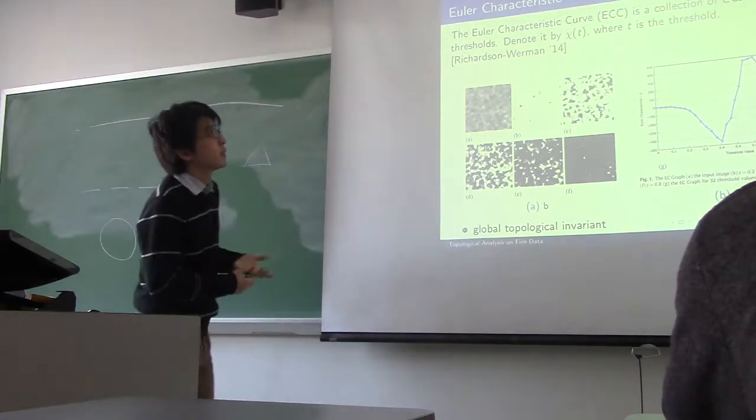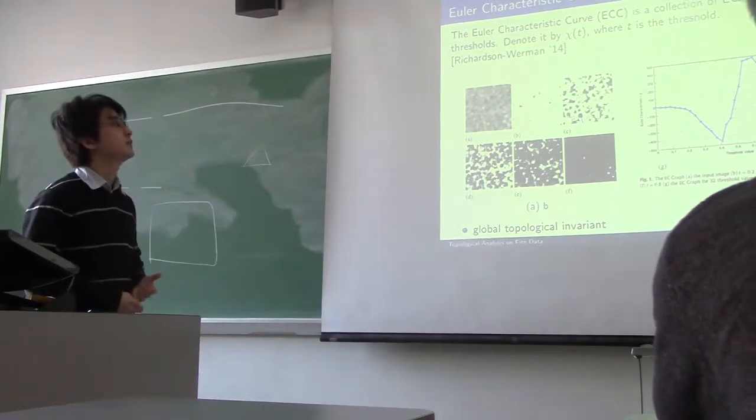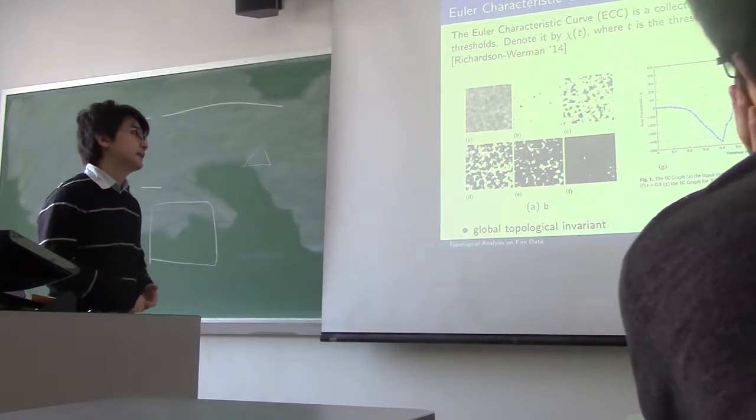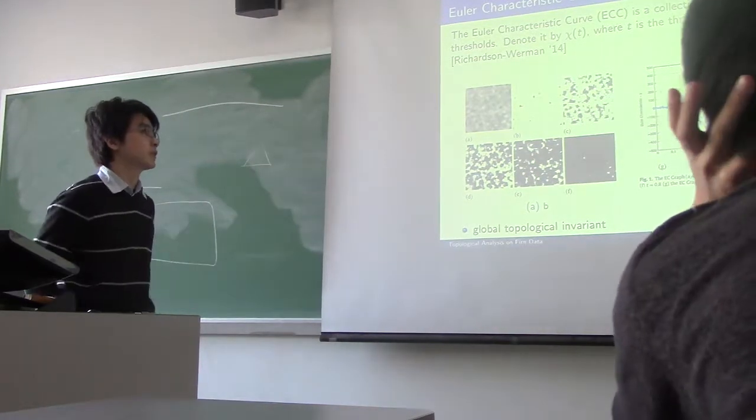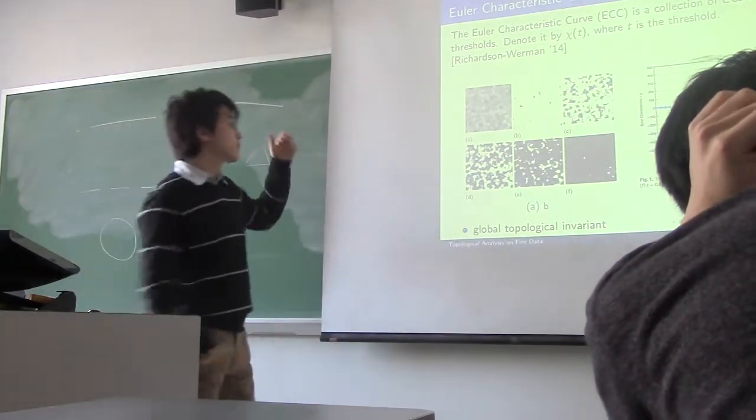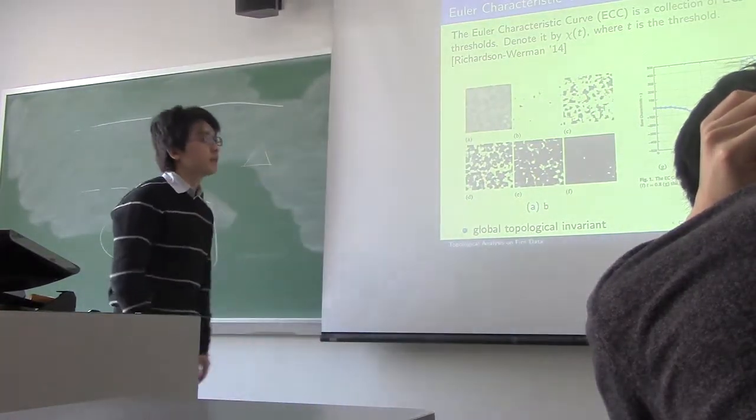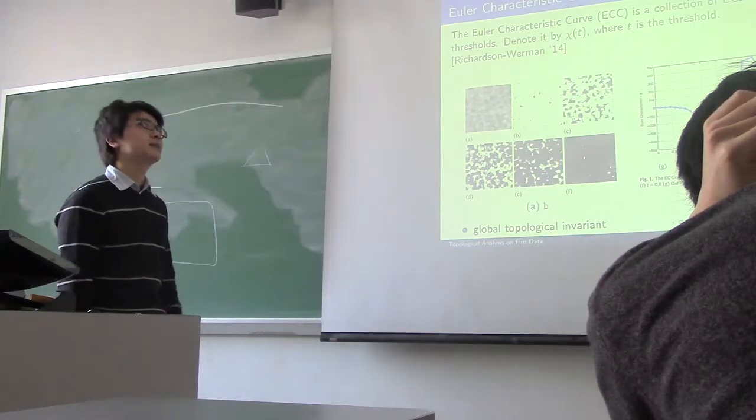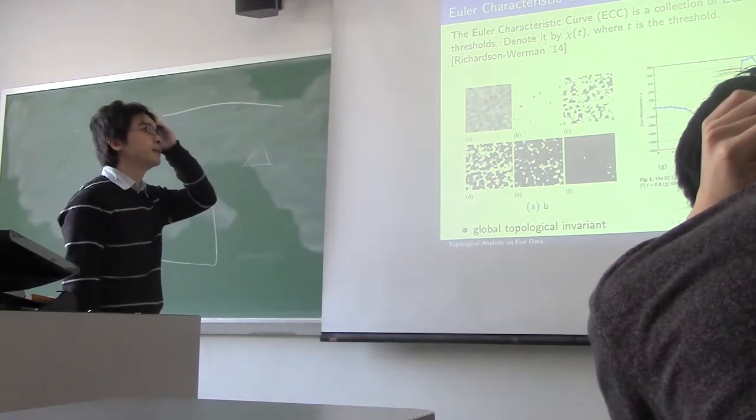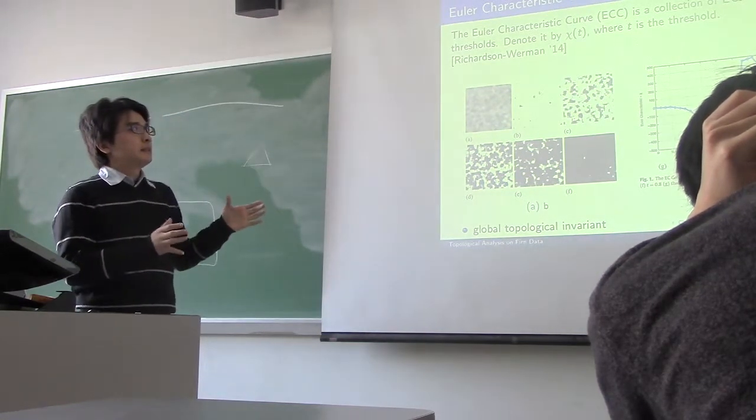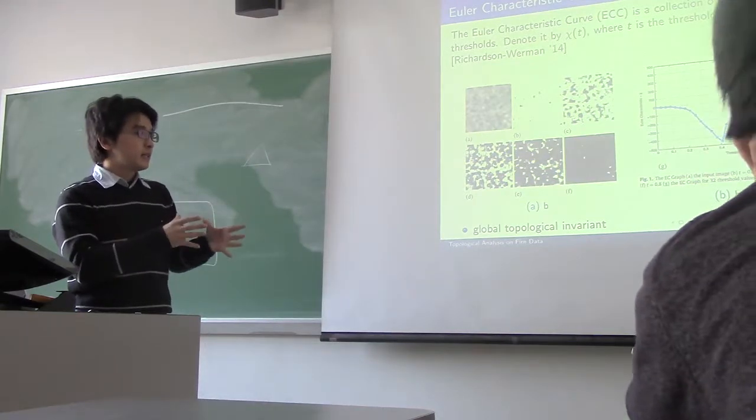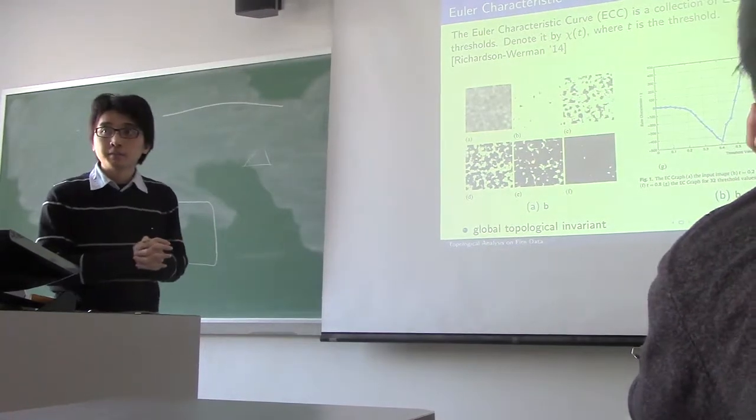Okay, so this is called the Euler characteristic curve. So compute this at different thresholds. And those two researchers, Richardson and Weirman, they have a very nice paper. It's in an engineering paper, I believe. They use this thing as a classifier.